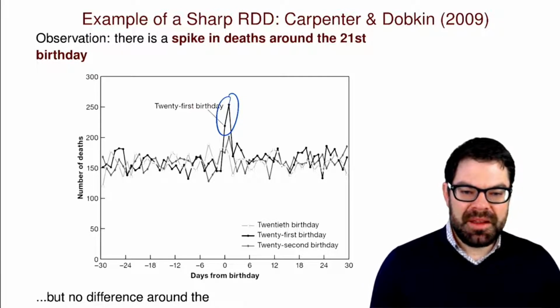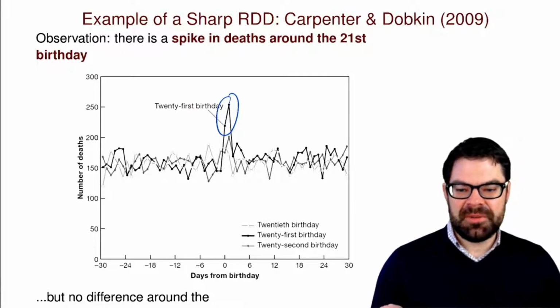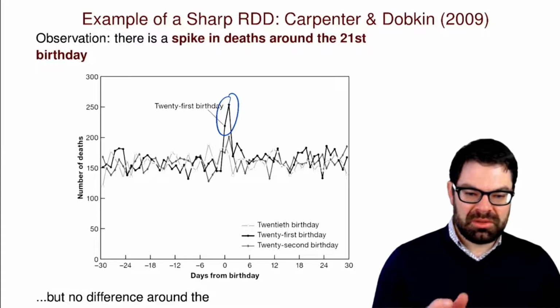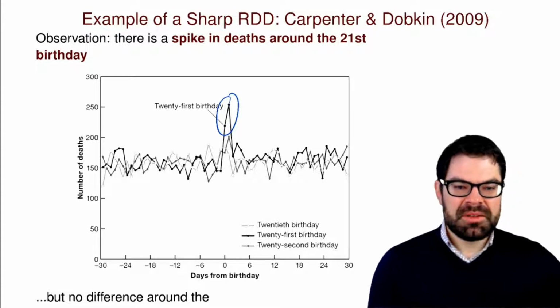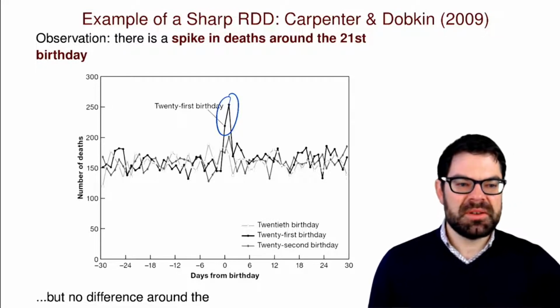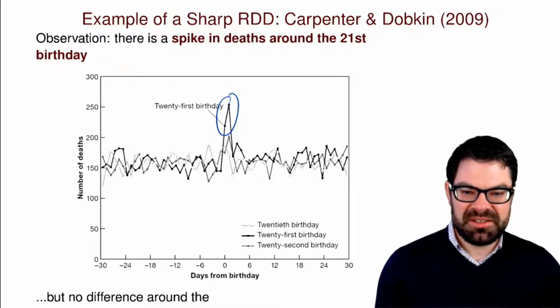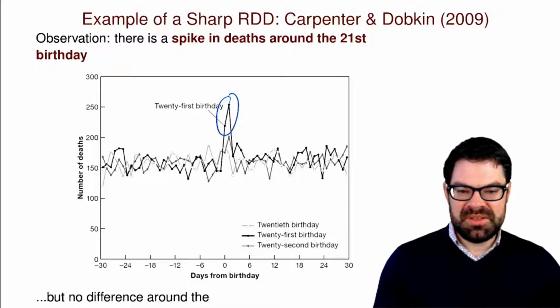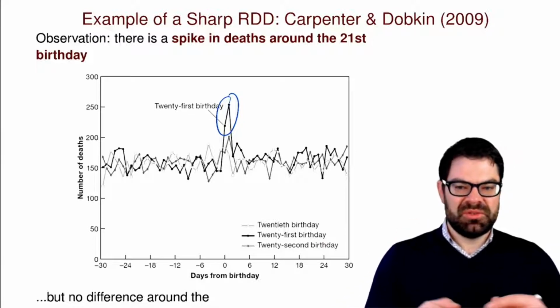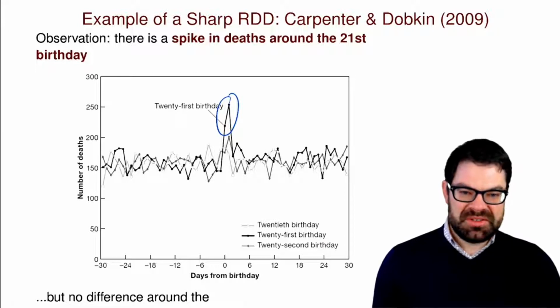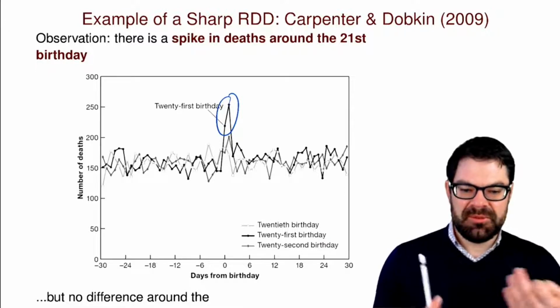What we see here is the average number of deaths on a given day of people right before someone's 21st and 22nd and 20th birthday. And we see that, obviously due to sampling variation, it hovers, but there is this noticeable spike at the 21st birthday.